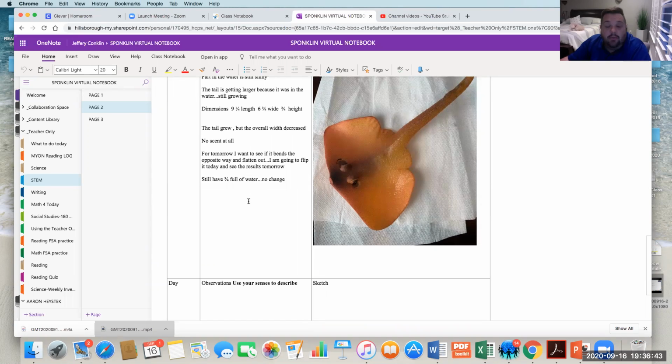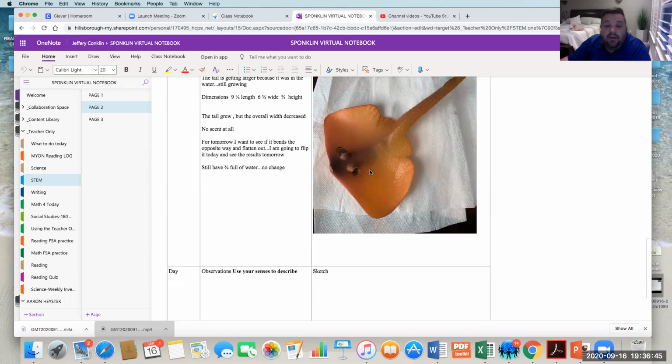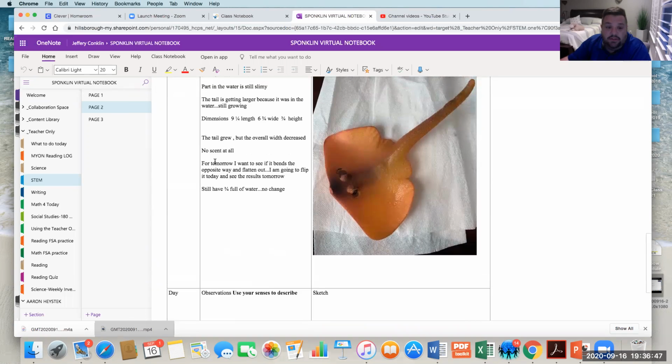So for tomorrow, we flipped it over and put it upside down. As you can see, I want to see if it flattens out. I'm going to flip it today and see the results tomorrow. So it's just an idea.